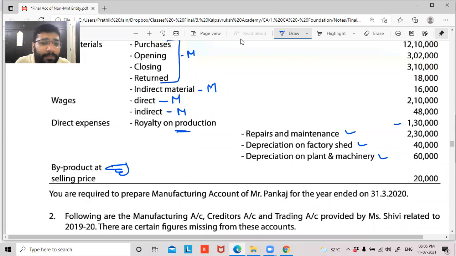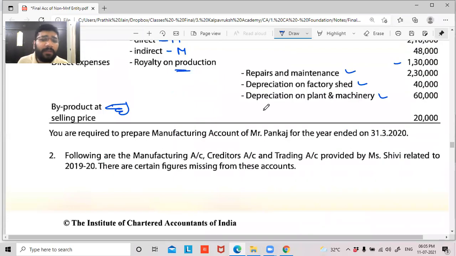So obviously this byproduct at a selling price is 20,000. So we are selling this byproduct. It will help us to reduce the cost of production. Again, like scrap, guys, we will definitely record it on the credit side of the manufacturing account, right? Now, next, you're required to prepare the manufacturing account of Mr. Pankaj for the year ended 31st March 2020.